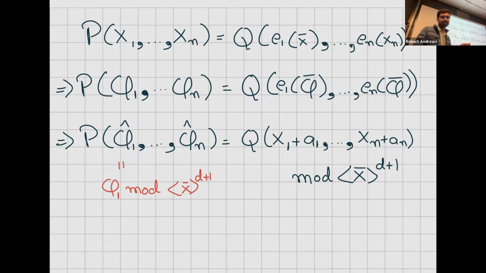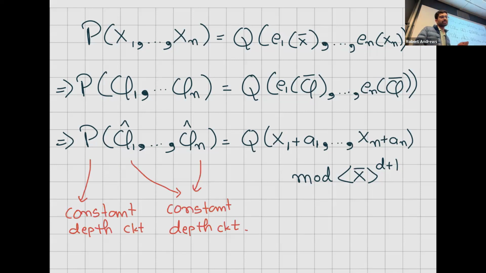Okay, we did all of this. So what is the point now? The point is all these phi hats, they have constant depth circuits. The P has a constant depth circuit. This gives you a hand on Q, on a perturbed version of Q, but still a constant depth circuit on the perturbed version of Q.